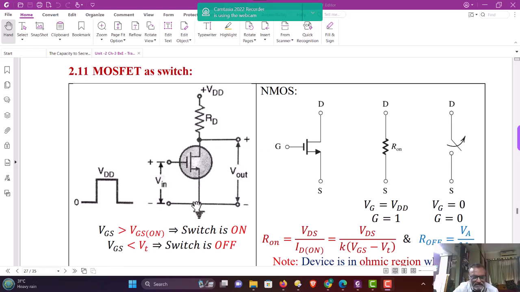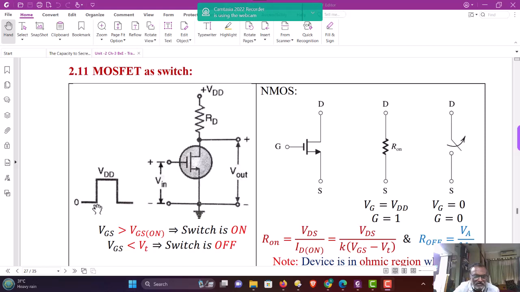Let us see here. Here the MOSFET is shown. Input digital voltage, or on-off type of signal, is applied in the form of V in here. The wave shape of V in is also shown. The drain resistance RD is connected in series with the drain, and source is grounded. Output is taken between drain and source. The power supply uses VDD.